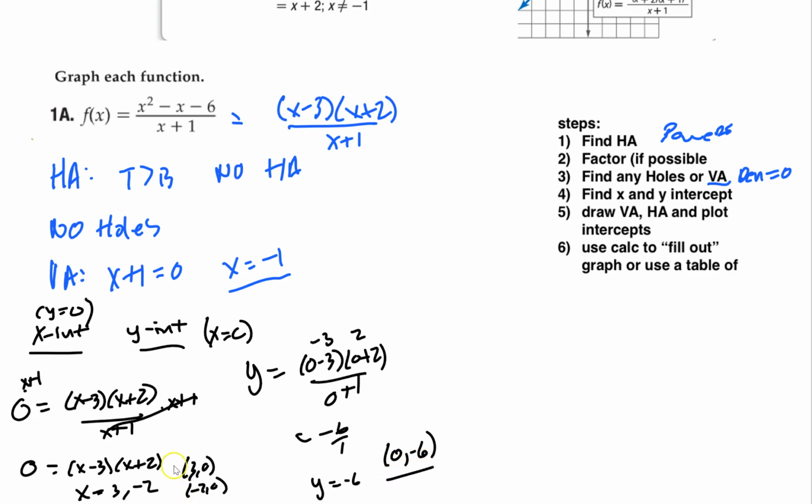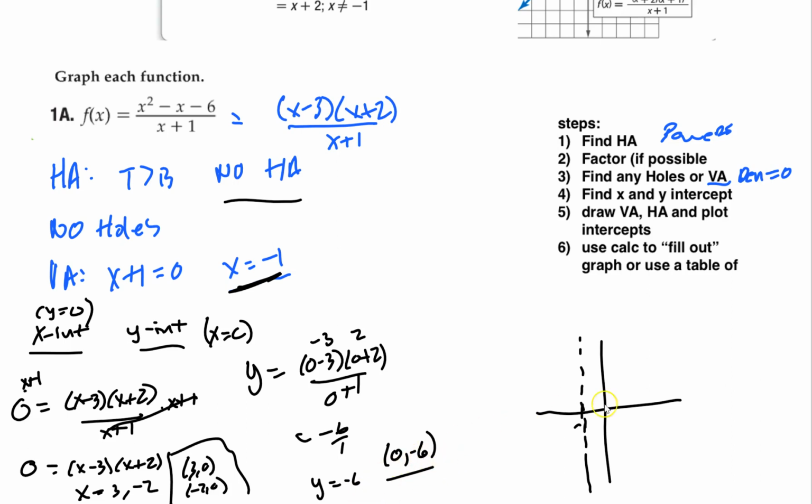So I have a y-intercept, I have a couple of x-intercepts, I have my vertical asymptote, I have no horizontal, no holes. What do we do next? Well, I like to draw the vertical and horizontal asymptotes. Let's plug in everything we have basically, right? So x equals negative 1, vertical asymptote, so remember a line we can never cross.